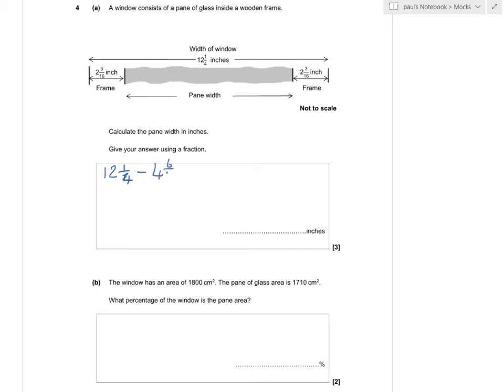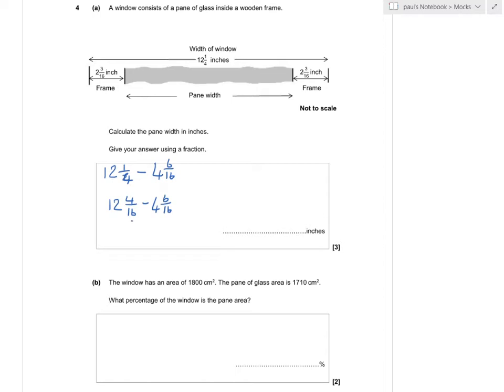Oh, let's make that into 16ths, shall we? So that's 12 and divide times that by 4. So it's 12 and 4/16. Take away 4 and 6/16.